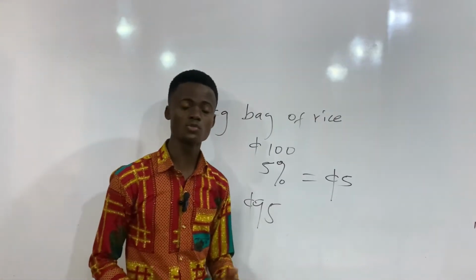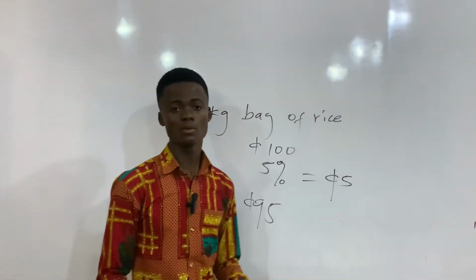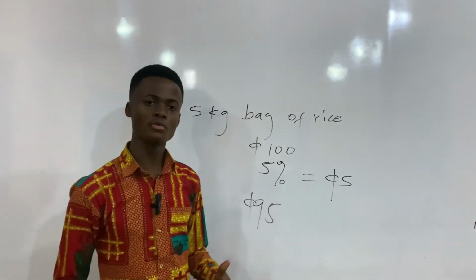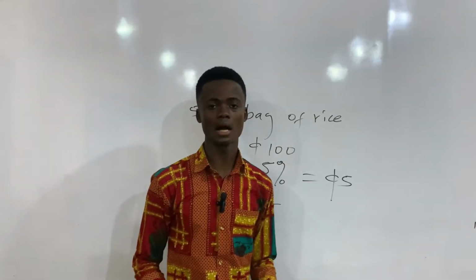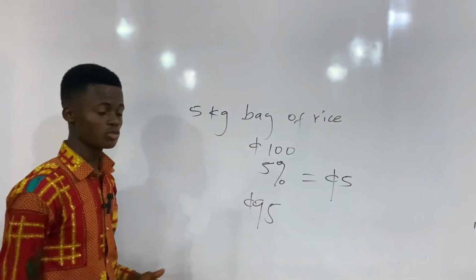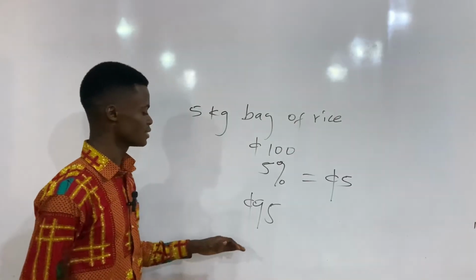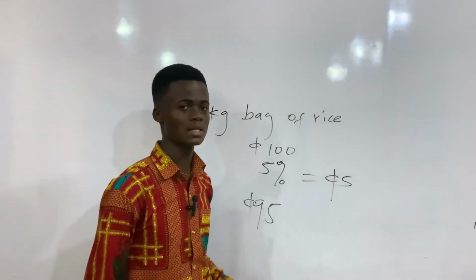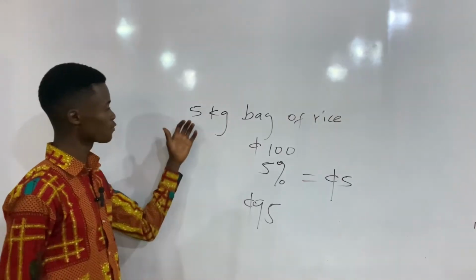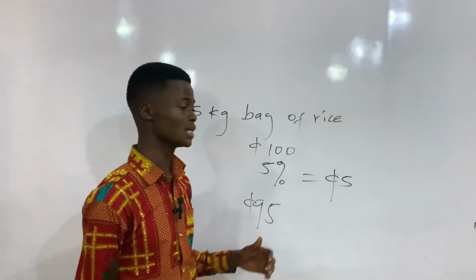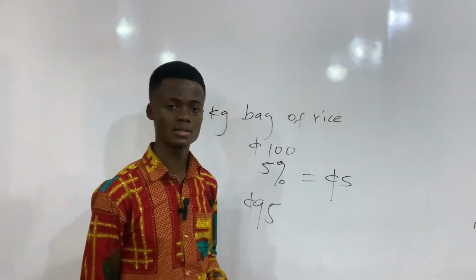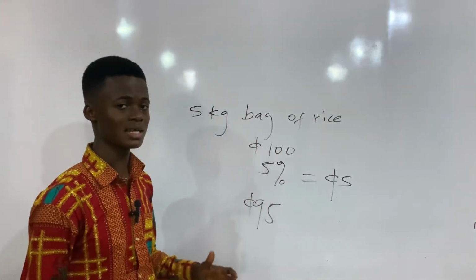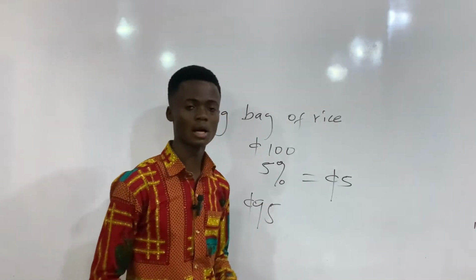But one thing that you need to take note of is that trade discounts are not recorded in accounting books. By this, we mean in recording this transaction, it is the 95 cedis, which is the net price, that will be recorded as the price for the 5 kilogram bag of rice. Instead of the 100 cedis, you will record the 95 cedis as the price.